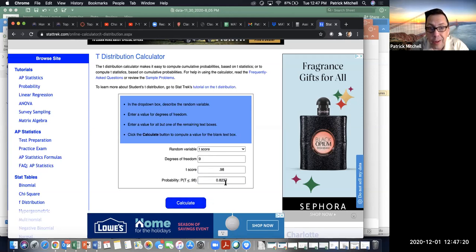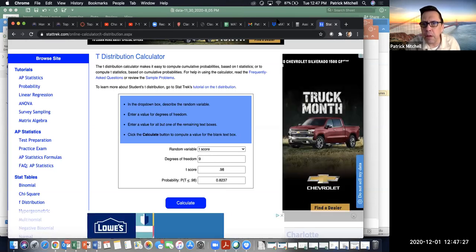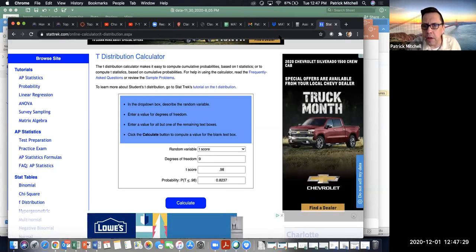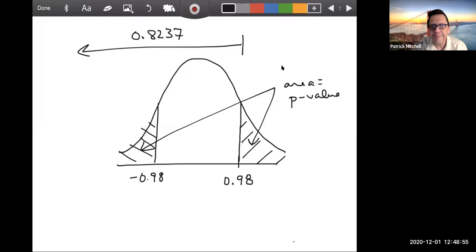Okay. Now, I need to be very, very careful with this. That number right there is not the p-value. Let me show you how to get the p-value from this number. So for that, I'm going to go over to the tablet. Give me just a second to get this set up. Okay, so I've gone ahead and drawn a picture of what that number that we just found means. The 0.8237 that we got from StatTrek represents the area to the left of t equals 0.98. And then in my picture, I've highlighted for you which area the p-value represents.